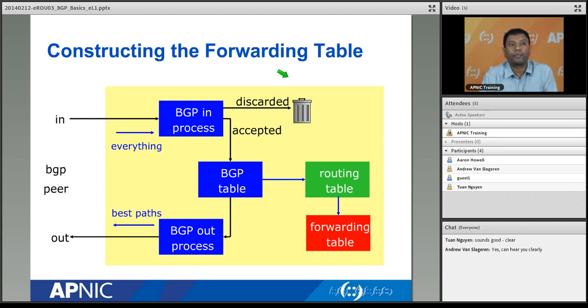Okay, constructing the forwarding table. The thing I just explained, in a graphical way. The in process will take everything, right? And if your policy permits, it accepts. If the policy doesn't permit, it discards, and then it goes to the BGP table. They select the best path, and the best path will go to the out process and the routing table as well.